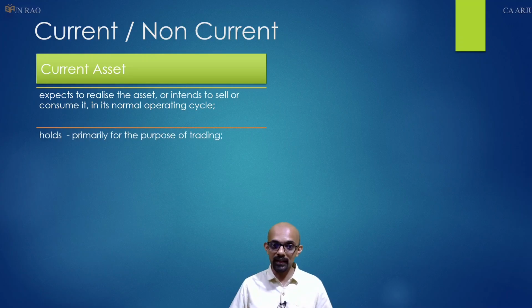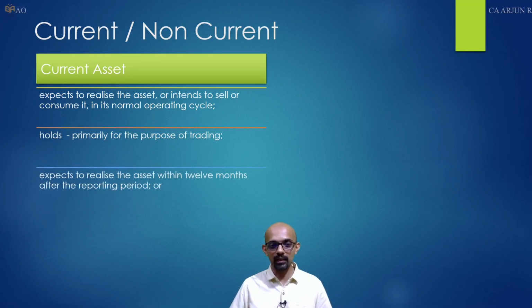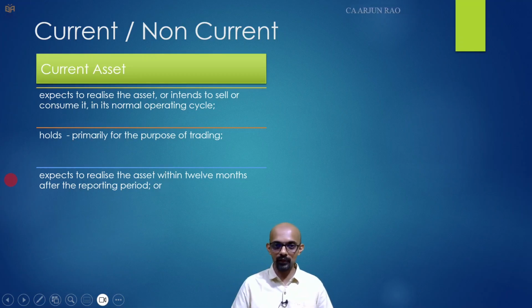Or when you are holding it primarily for the purpose of trading, or you expect to realize it within 12 months after the reporting period. Now, there is a slight difference between the first and the third point. First is you are expecting to realize the asset in its normal operating cycle. Third is within 12 months. If any of these conditions are satisfied, remember it is "or". It is not that all should be satisfied.